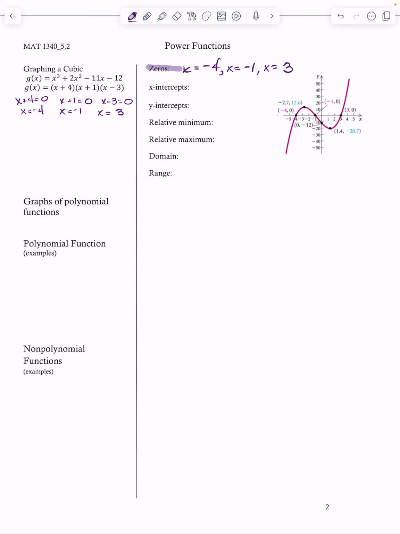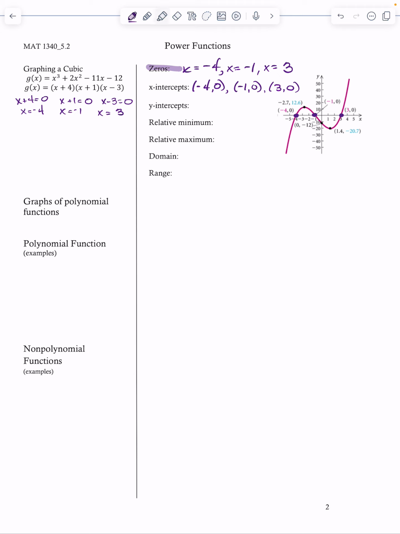And just like with the quadratic, our x-intercepts are linked to our zeros. So we get (-4, 0), (-1, 0), and (3, 0). And if you've looked at this closely yet, you'll notice we are graphing this function right here.